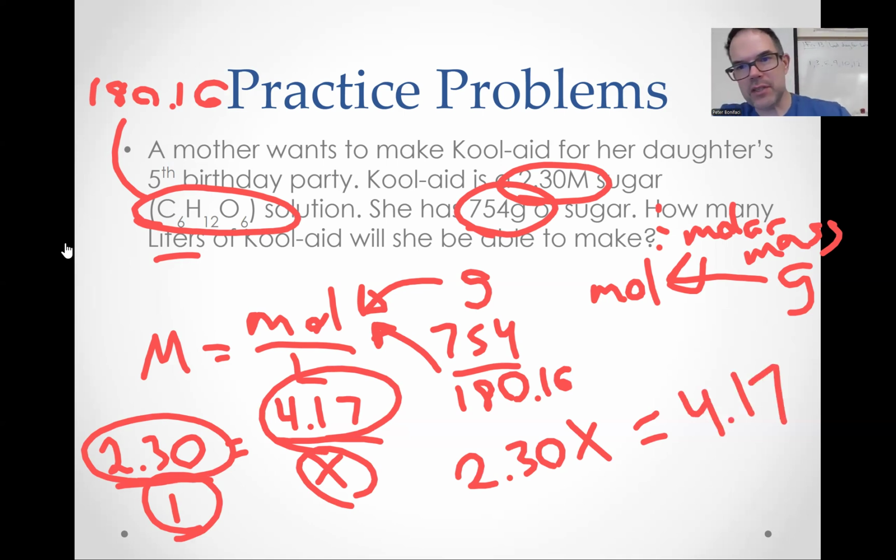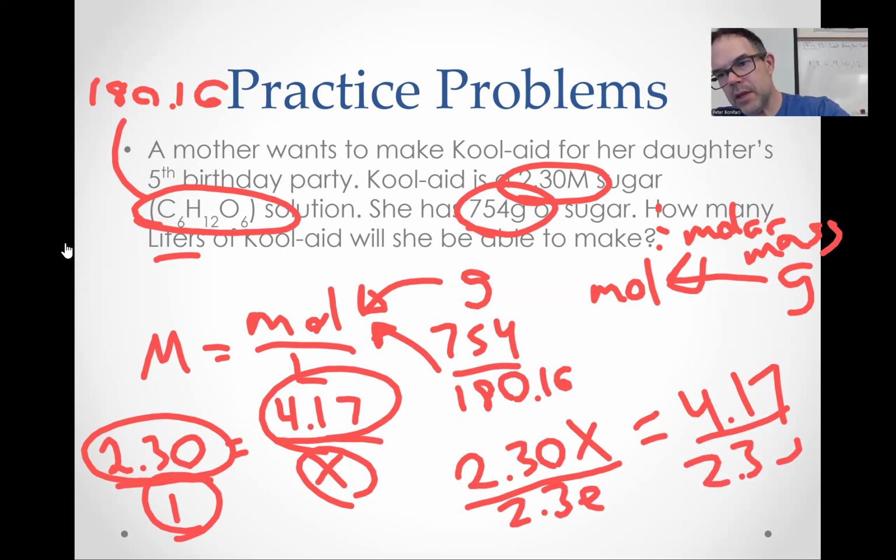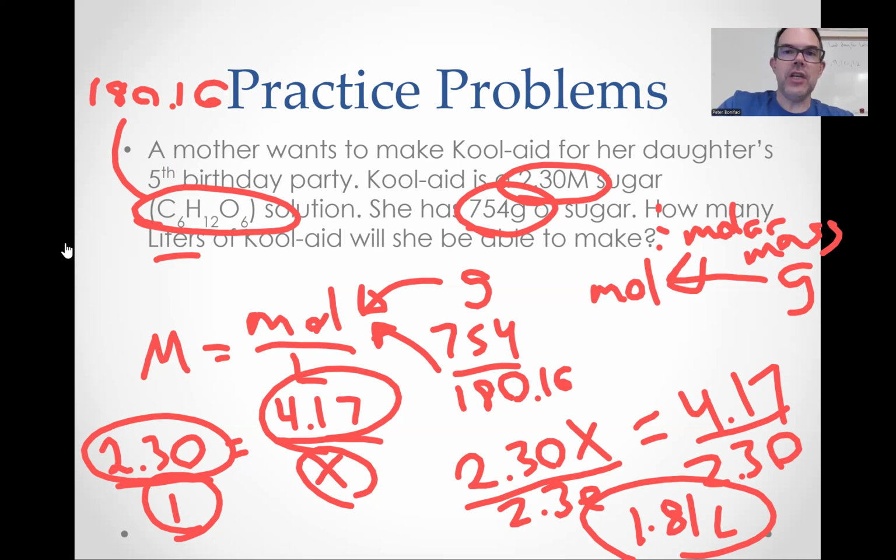So how do we solve it the rest of the way? We have to divide both sides by the 2.30, and that will give us our final answer here, which would be 1.81 liters. And there you go. Now, that should get you all.